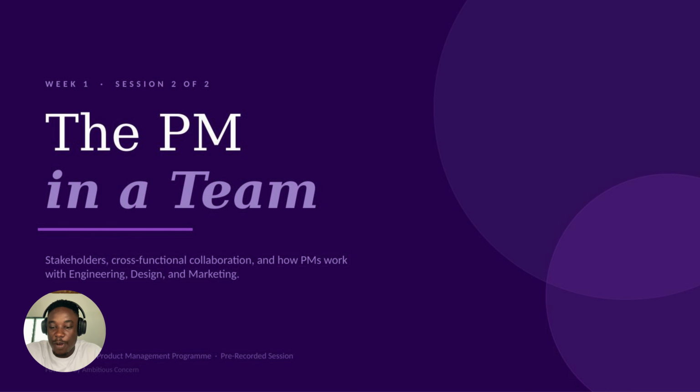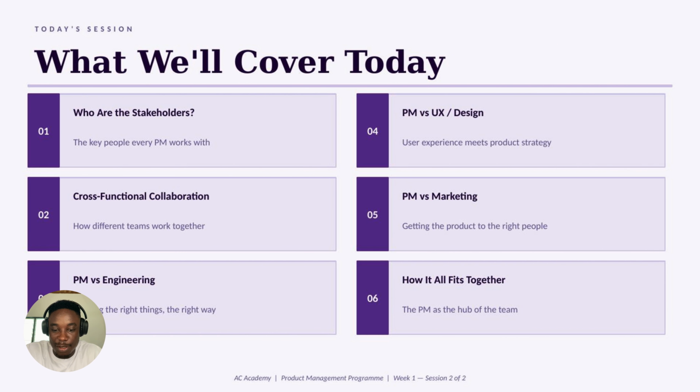Okay, so here is what we will cover across 6 sections today. We will start by identifying who the stakeholders are, the people whose lives intersect with your product every day. Then we'll look at how cross-functional teams work together, and we'll go deeper on 3 critical relationships: the product manager and engineering, product manager and design, and finally product manager and marketing. We will close by pulling it all together. Each section is short and focused, so that you'll be able to apply these ideas immediately.